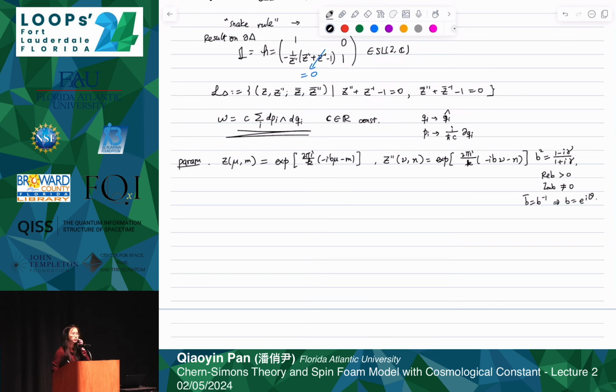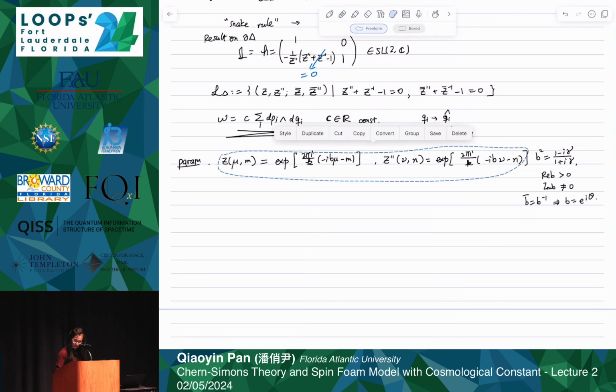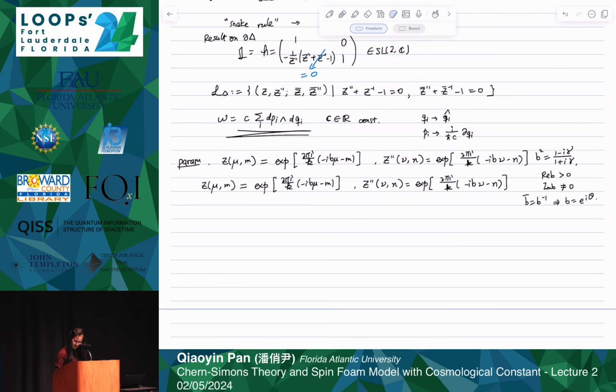It must be able to be written in this way. Okay, this is a parameterization of z. I can do the same thing for z bar, just taking the complex conjugate of it. Then you realize that I just should change b to b inverse, because b bar equals b inverse, and then change minus m to plus m. And here is the same thing.